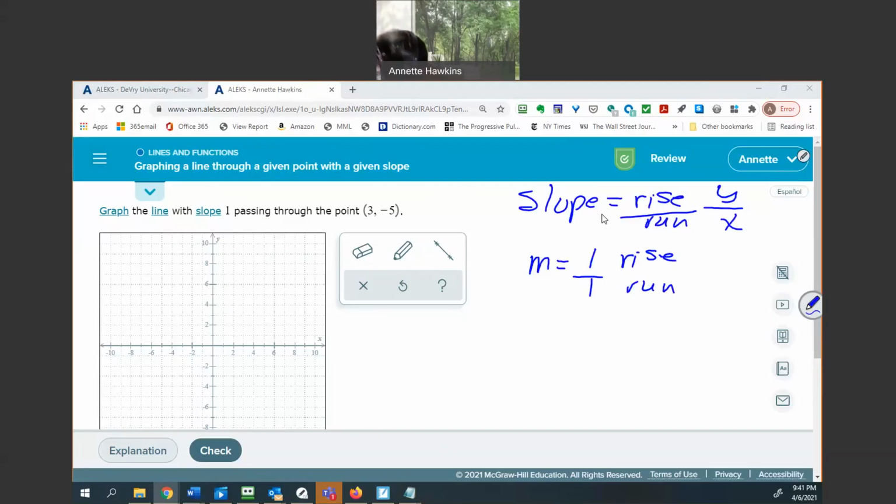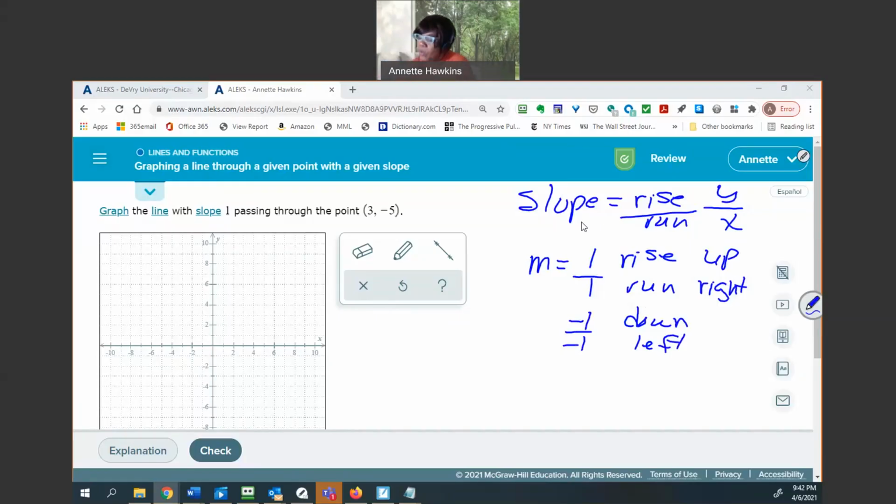And then you want to rewrite this slope two ways. This is a positive 1. So I can write -1 over -1, and this is a positive 1 as well. Now, what's the difference? This means I go up. This one means I go right. This means I go down, and this means I go left.